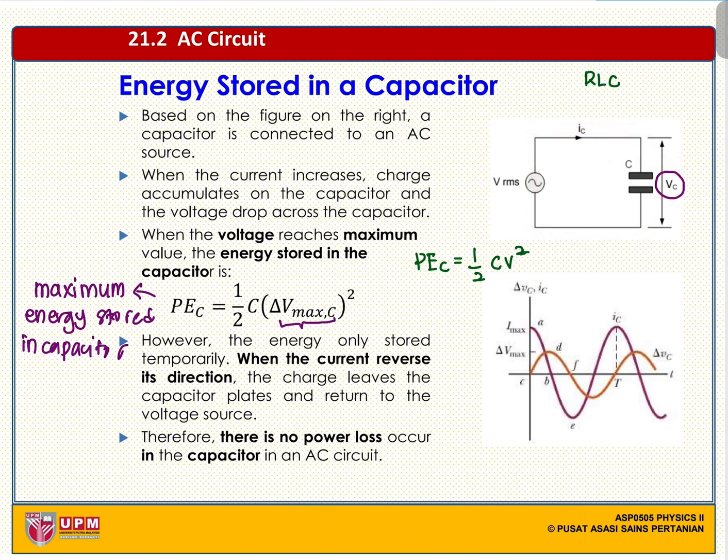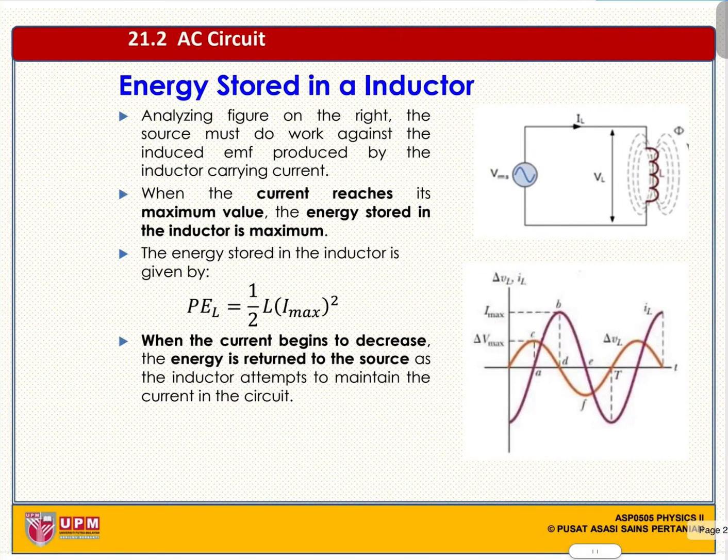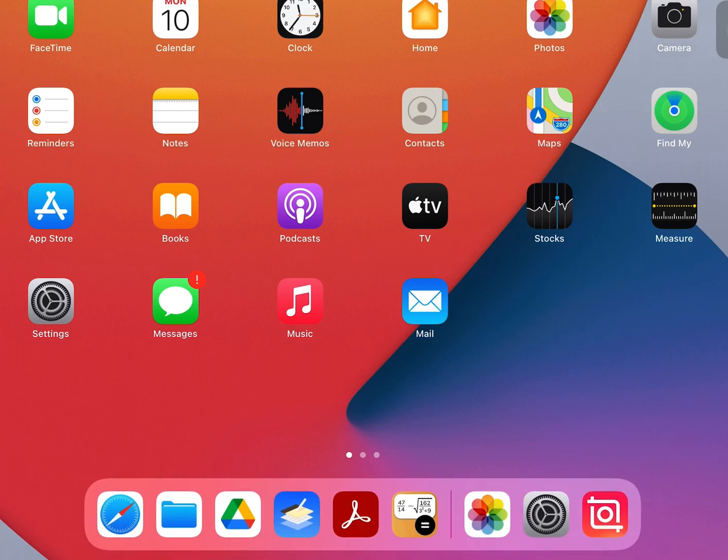Dia akan jadi neutral. Waktu positive charge tadi flow balik, dia dah bagi balik tenaga tu kepada AC source. Dia dah bagi the charge leave the capacitor plate and return to the voltage source. Power yang dia simpan tadi, PE max tadi ni, dia pulangkan balik kepada AC source ni. So there is no power loss occur in the capacitor. Tak ada power loss. So P average across the capacitor is equal to 0. Same as in inductor.